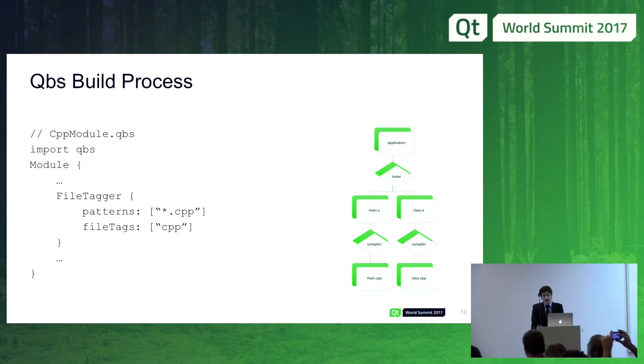Now, you'll note that standard versus multiplex rules naturally map very well to compiler and linker processes. The compiler takes one input, produces one output. The linker takes multiple inputs and produces one output. Finally, after the linker rule has been invoked, it produces an artifact tagged application, and since there's no other file tags that were in our product's type property, the build is done.